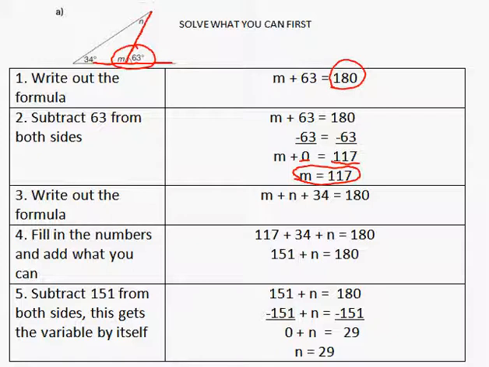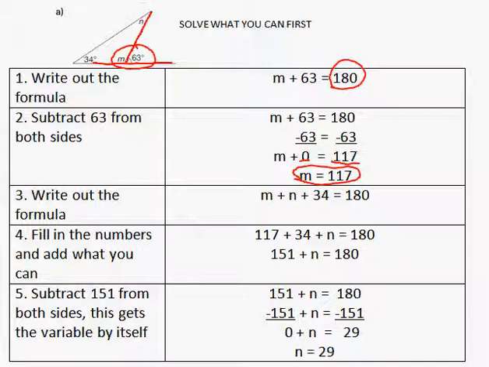Now that I know what m is equal to, I can solve for n. Alright, so that's step 4, down to step 3. Step 3, I know that the three angles of the triangle, when you add them all together, you get 180. So that means m plus n plus 34 will equal 180. And I write that out.